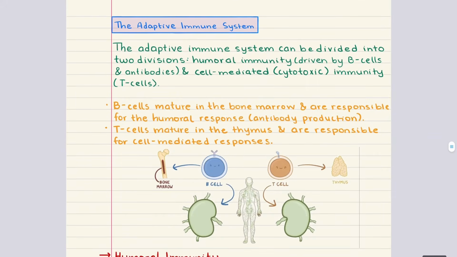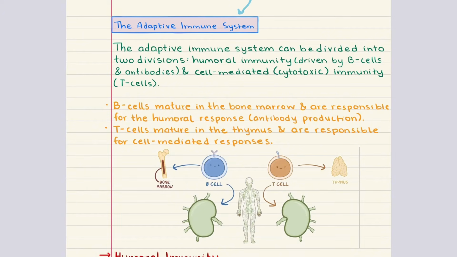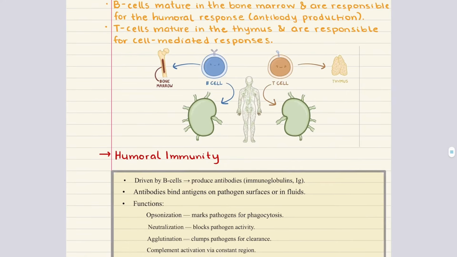Now, with that, we've been able to successfully complete Objective 2, and we can now move into Objective 3. In Objective 3, we're going to discuss the adaptive immune system. The adaptive immune system is divided into two branches: humoral immunity, which is driven by B cells and antibodies, and cell-mediated immunity, which is driven by T cells. Let's begin with humoral immunity.